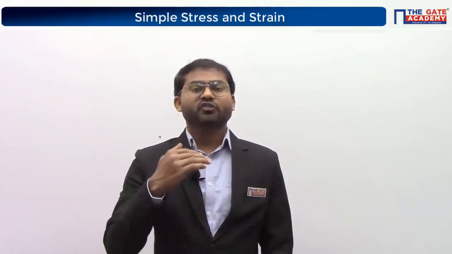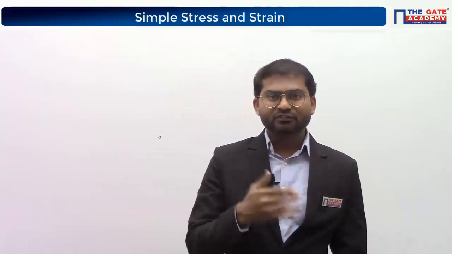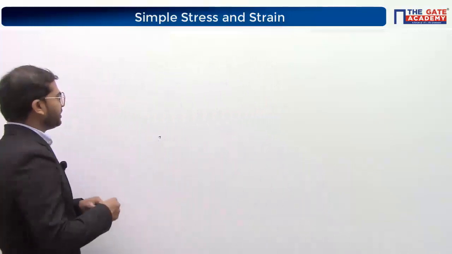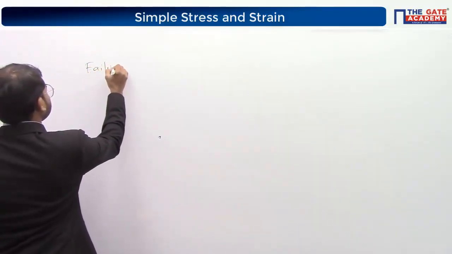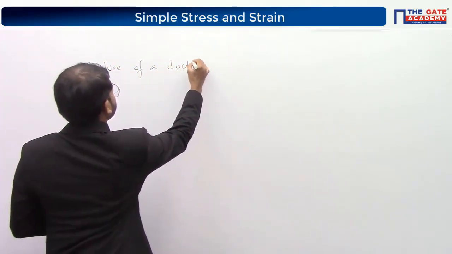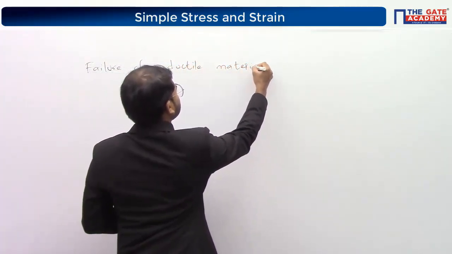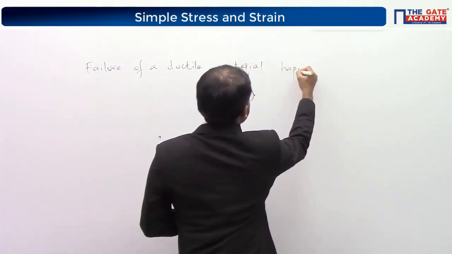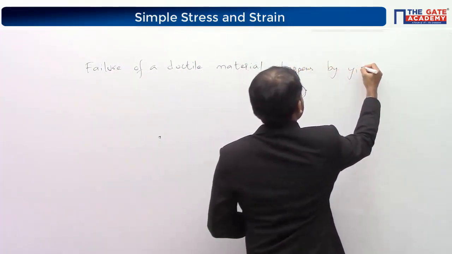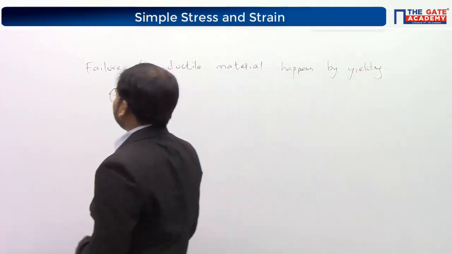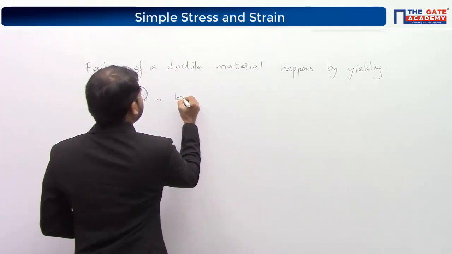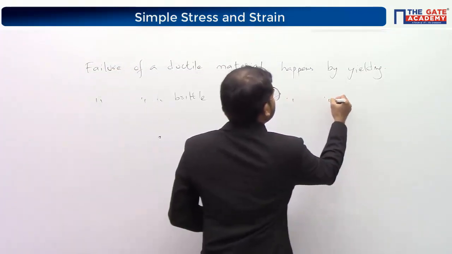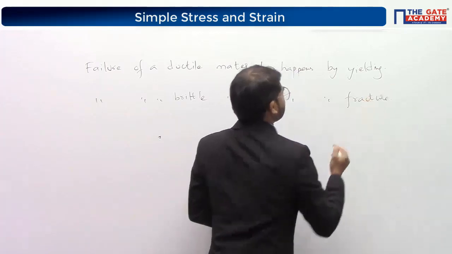Just now we realized from the previous pictures that we don't use ductile materials once they start yielding, and we don't use brittle materials once they experience fracture. So failure of a ductile material happens by yielding, and failure of a brittle material happens by fracture. You can write this statement below: failure of ductile materials happens by yielding, and failure of a brittle material happens by fracture.